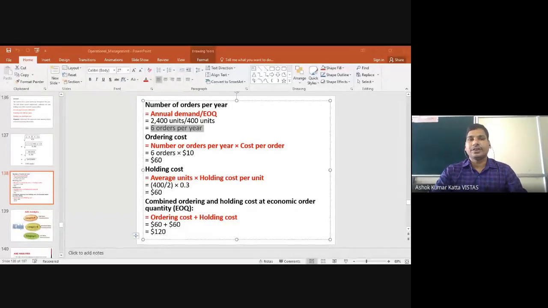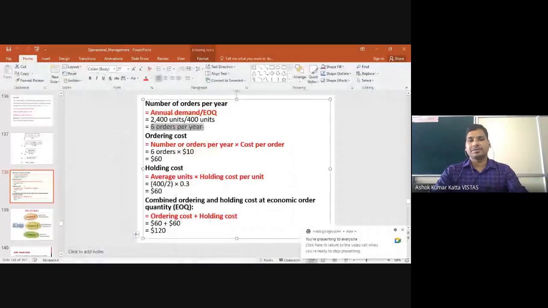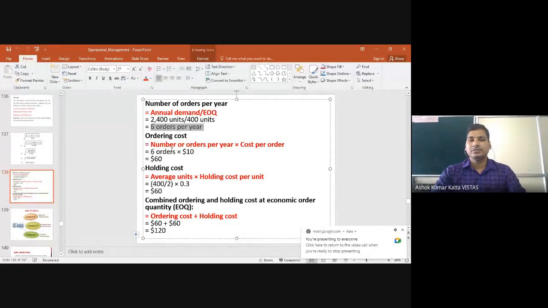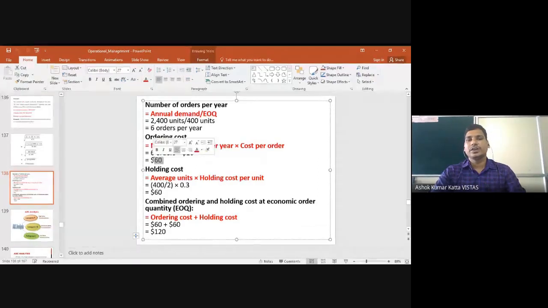Now whenever you give an order, we want to know what cost you are spending every time. So with total orders, now we are calculating the ordering cost. The formula is number of orders per year multiplied by cost per order. We already found 6 orders in a year. Every time the ordering cost is $10. That means 6 into 10, $60 we are spending per year for giving orders to the suppliers. If in case you are giving 12 orders, $120.